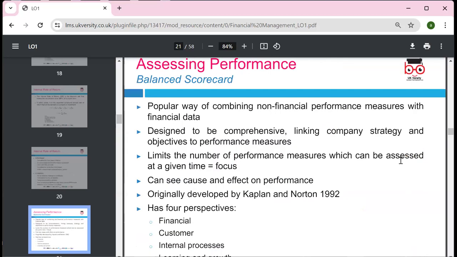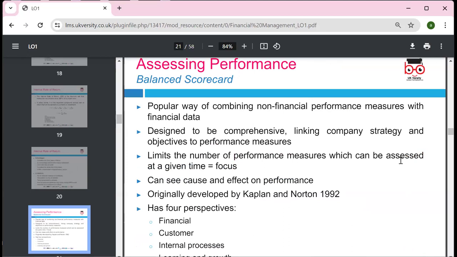So we can look at the popular measures of performance: non-financial performance measures alongside financial data, designed comprehensively and linked to the company's strategy and objectives. The performance measures can be assessed and seen as cause and effect. Performance always looks at time, cost, and quality.